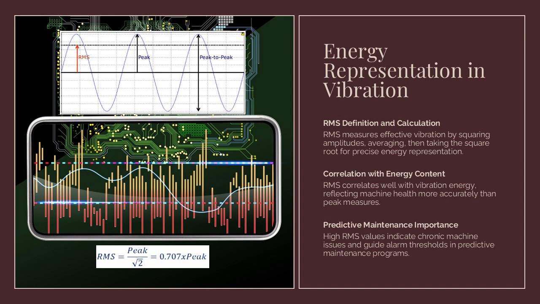Unlike peak or peak-to-peak, RMS accounts for sustained vibration levels rather than transient spikes. High RMS values often signal chronic issues such as imbalance or misalignment. RMS is also the basis for many industry standards and alarm thresholds, making it indispensable in predictive maintenance programs.